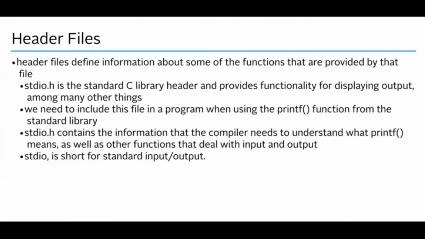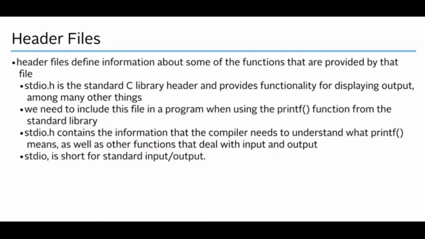But stdio.h is a C standard library. What that means is it comes with the C programming language, and it provides functionality for displaying output among many other things. So stdio.h is a header file. It defines some functionality that the compiler needs to understand before it can actually use it. Specifically, stdio.h contains information about printf, and we are going to talk about printf in the next lecture, which helps us display output.